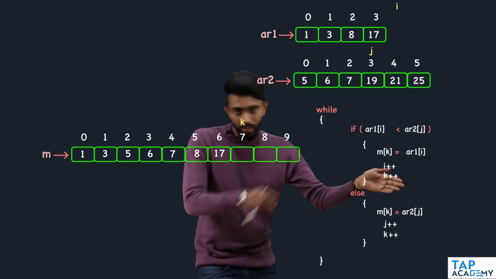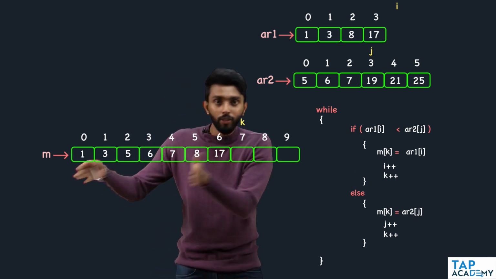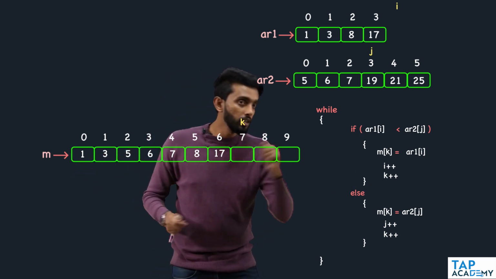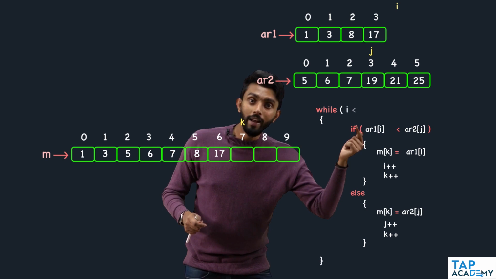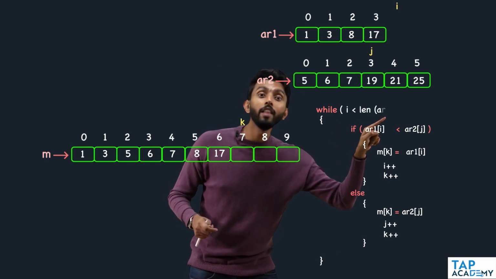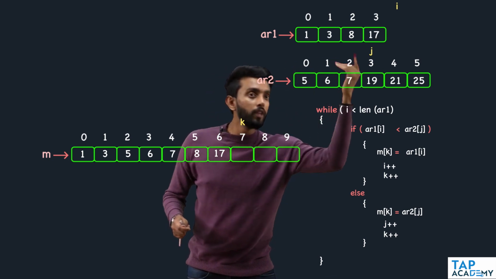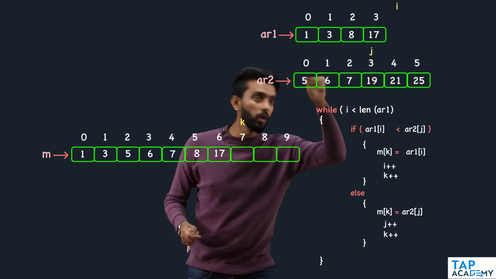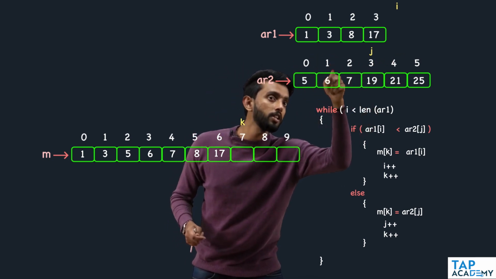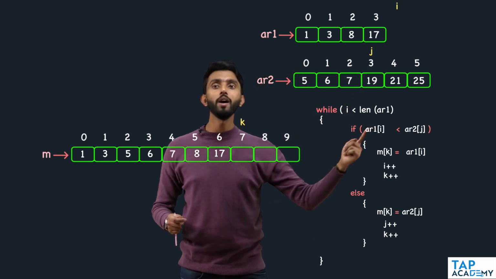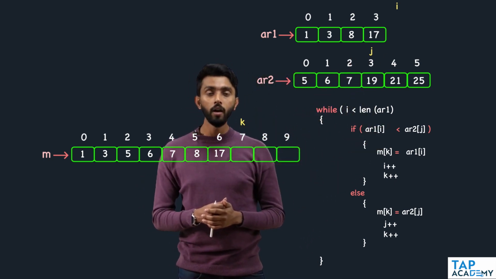Either i is still within the boundary of the array. How will you write that condition? i less than length of array 1. Length of array 1 will give you the number of elements. How many elements are there? 4. If the index you are at is less than 4, it means you are inside. 0 is less than 4, 1 is less than 4, 2 is less than 4, 3 is less than 4. So i less than length of array 1.